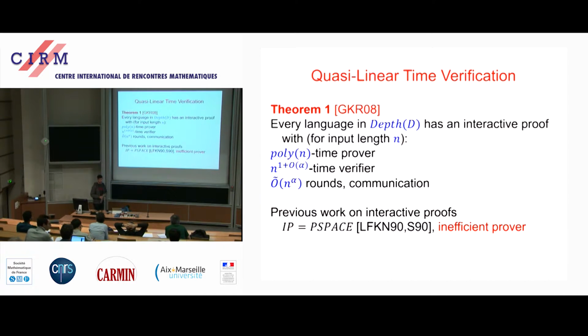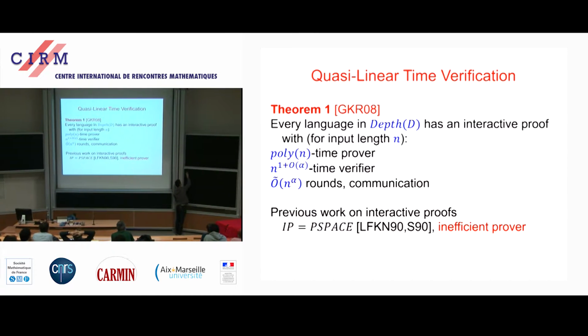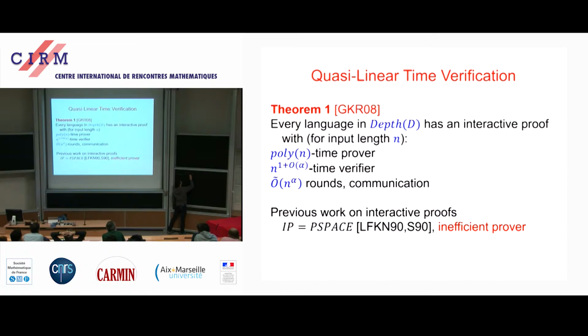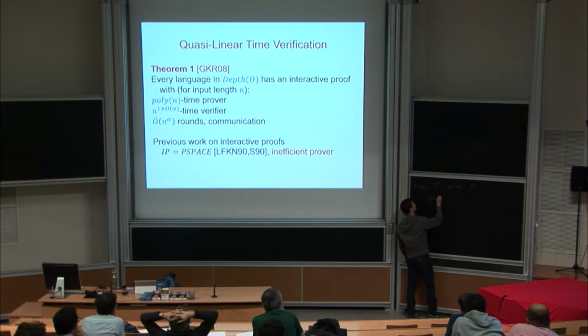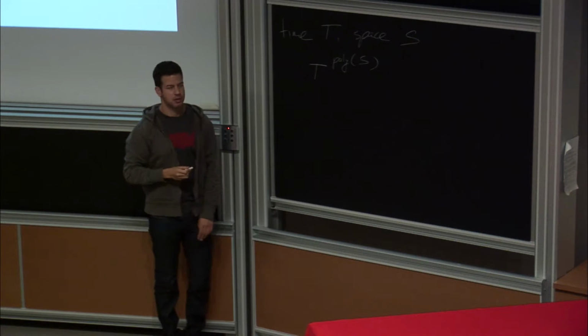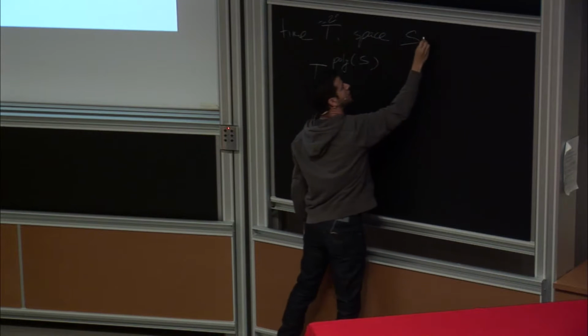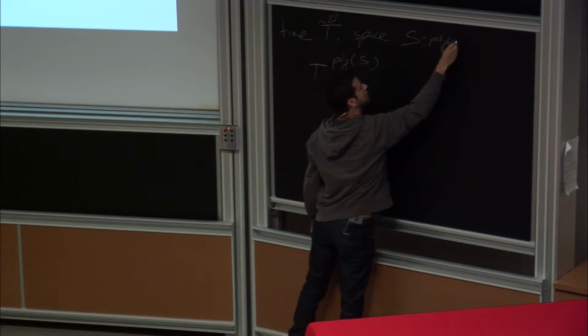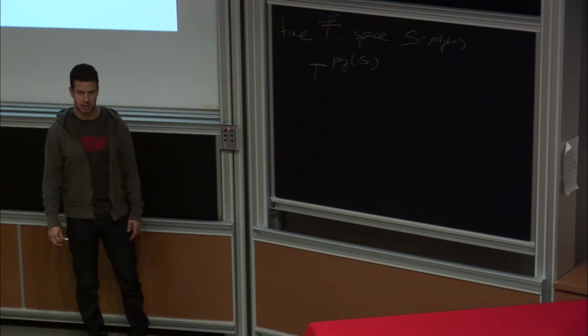So basically what happens in the IP equals PSPACE theorem is that the running time of the honest prover, if you're looking at a computation that runs in time t and space s, the honest prover runs in time t to the poly s. Okay? So yeah, if you're looking at PSPACE and this is say 2 to the n and this is poly n, then you get a 2 to the poly n prover and you say, well, I can't really hope for better. But if you scale this down, I mean, this isn't tight.